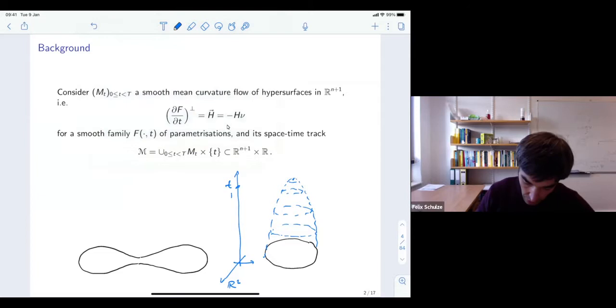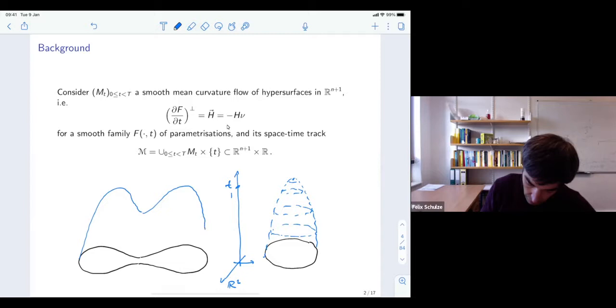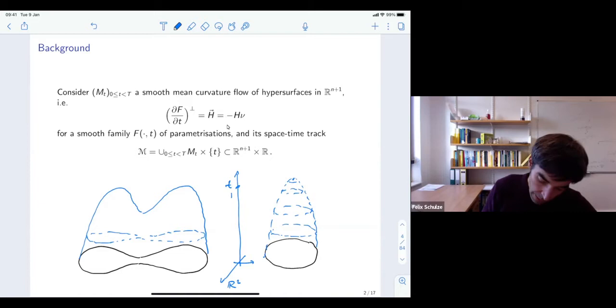And now how would the space-time track look? The space-time track of this would look like this here. You see you have these level sets where it's a graph of a function, because it's mean convex. So this would be moving to the inside where this neck is tightening. But at this level, that would be the first singular time where you have this neck pinch forming. And now these two things bubble off, and they would be contracting down to two spheres.